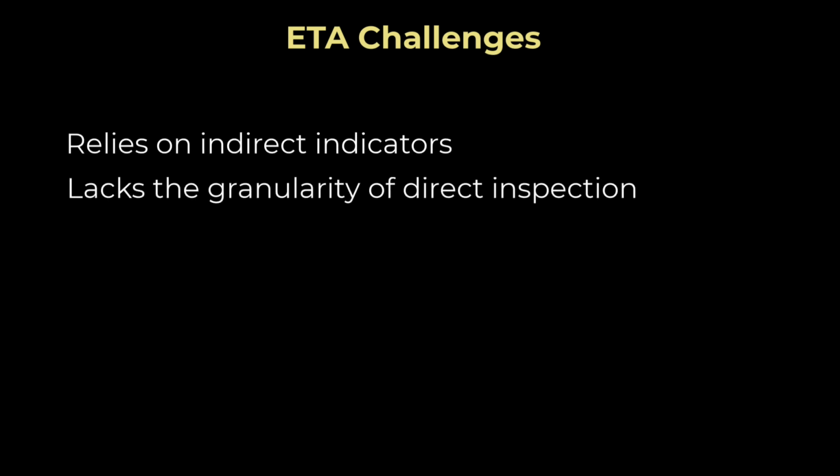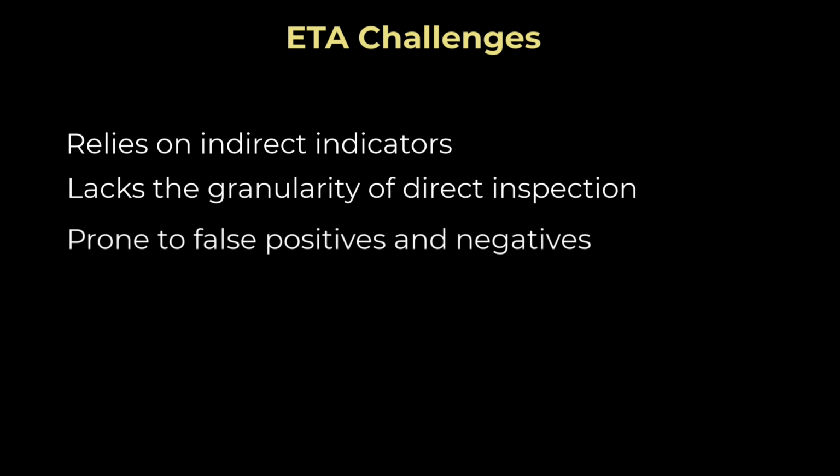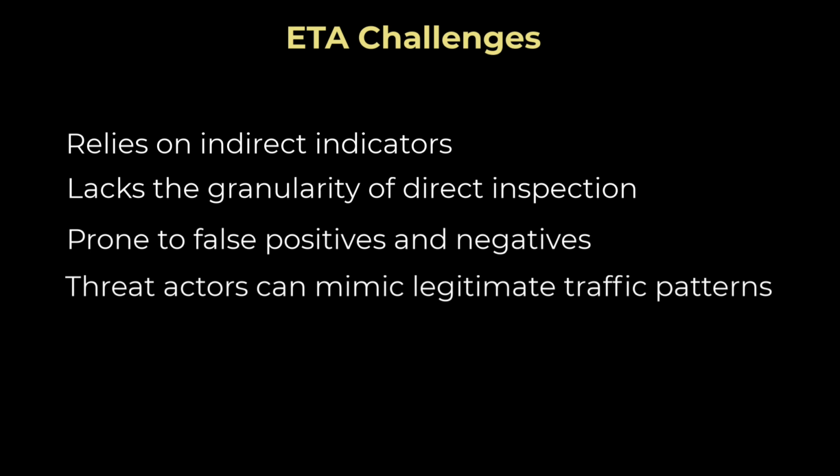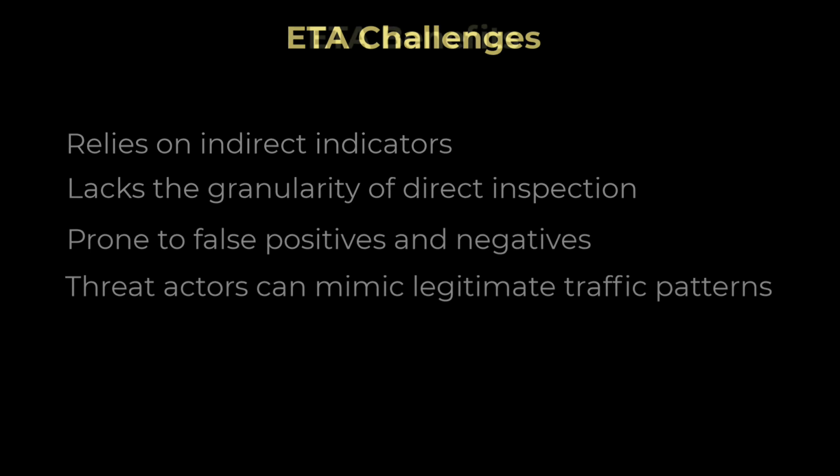Despite its strengths, ETA has limitations. It relies on indirect indicators and lacks the granularity of direct content inspection, making it prone to false positives or negatives in certain cases. Sophisticated attackers can mimic legitimate traffic patterns to evade detection, and some benign activities may resemble malicious behavior, leading to misclassification.